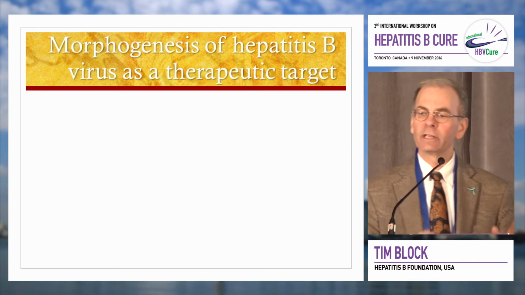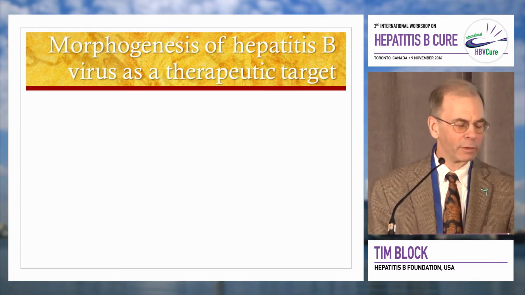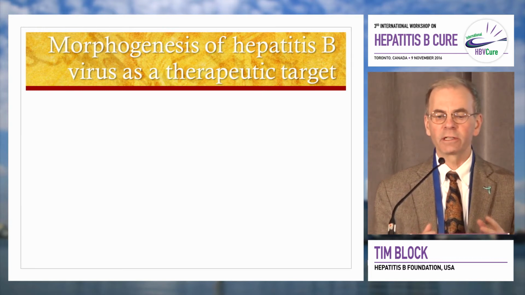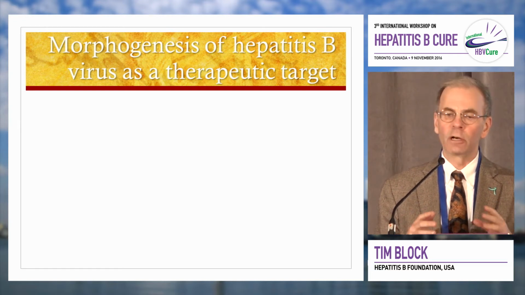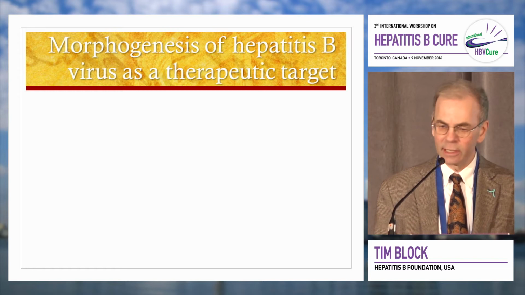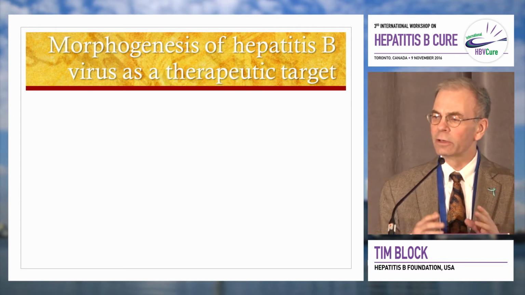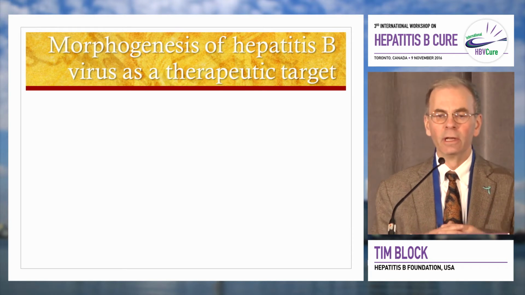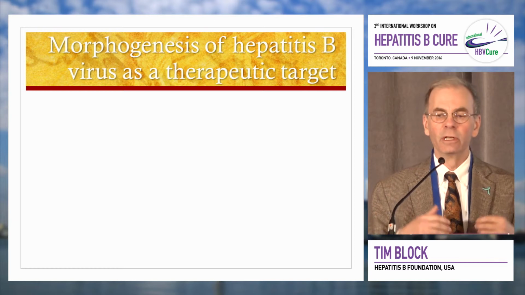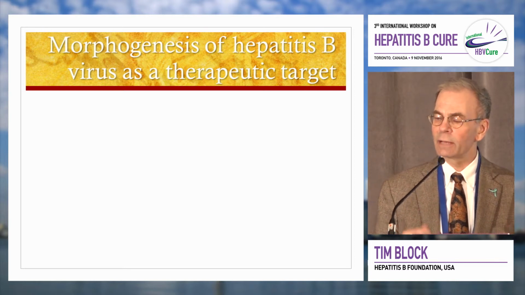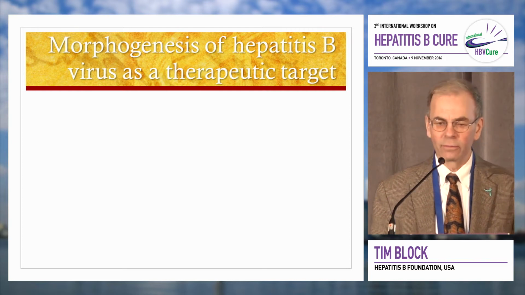This is the last talk of the session, and I'm going to go through it very quickly. I'm going to be talking about morphogenesis inhibitors, that is, inhibitors of the viral envelope protein, or S antigen. It's really the less glamorous cousin of the other direct-acting antiviral targets. There's a lot of focus and talk about polymerase inhibitors, cccDNA inhibitors, capsid inhibitors, and relatively little action in the area of envelope proteins.